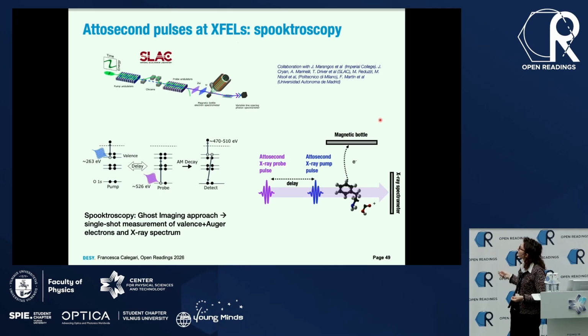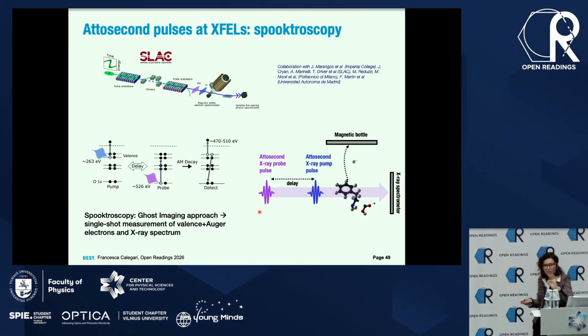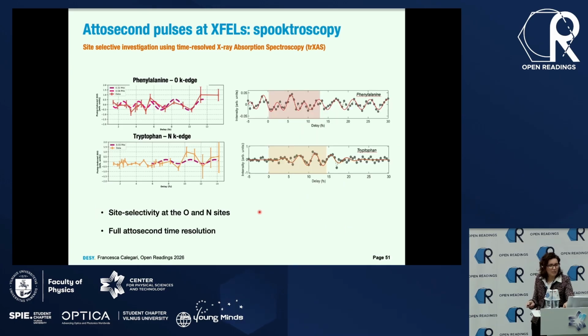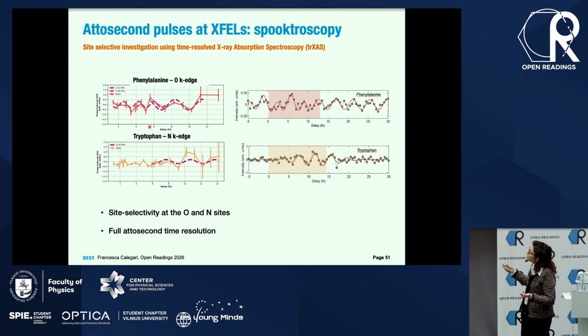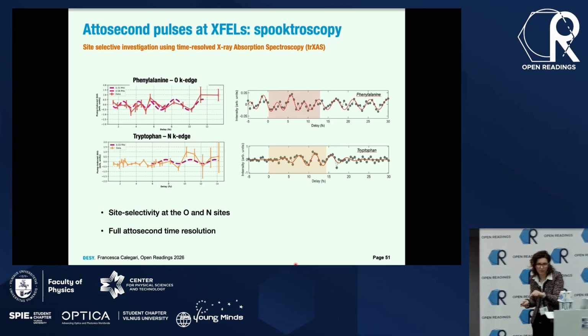Because now we can do a similar experiment. So we ionize the molecule with the first attosecond pulse, and we probe it with the second attosecond X-ray pulse, which now can target specific atomic species, because in the X-rays we can really target the absorption from the nitrogen, from the oxygen. And we now see, these are preliminary results for phenylalanine and tryptophan, that if we go to the oxygen or the nitrogen edge, we can identify oscillations that are very similar to what we have been measuring in the past with our tabletop source, but now knowing exactly where we are looking with the X-ray pulses.